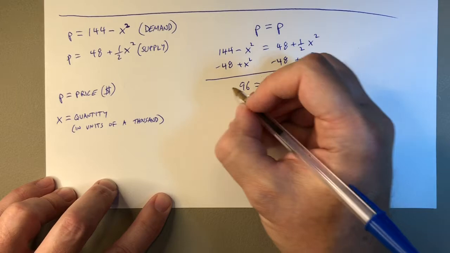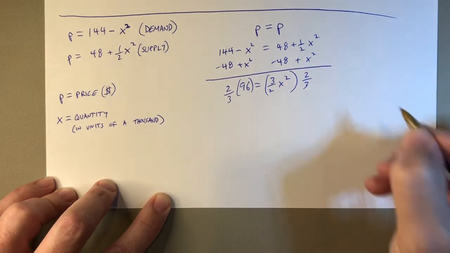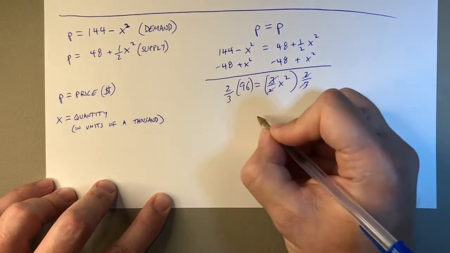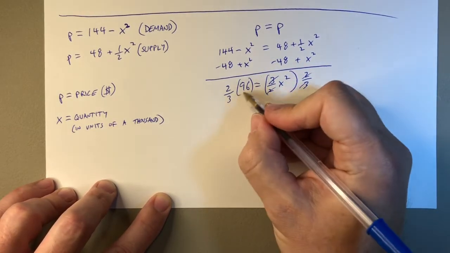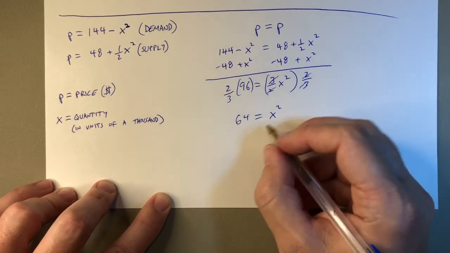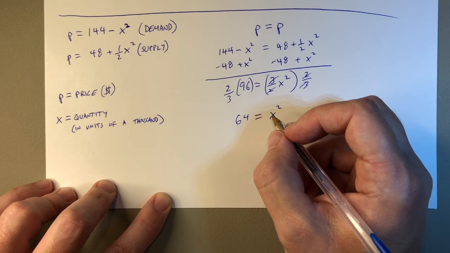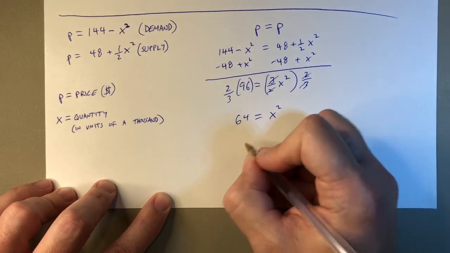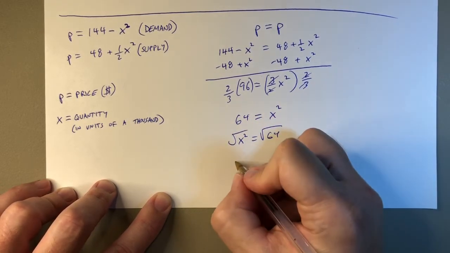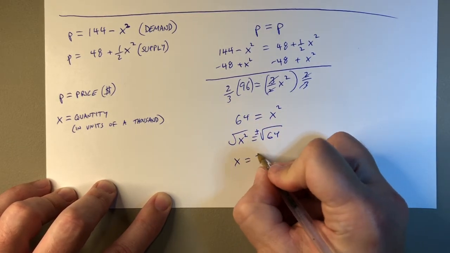Again, I'm trying to isolate X at this point. To get rid of the 3 halves, I'm going to multiply both sides by the reciprocal of 3 halves. On the right, this all cancels and you're left with just X squared. On the left, 2/3 of 96 is 64. So we now have X squared equaling 64. You take the square root of both sides, and remember the plus or minus in front, because it's quadratic. You get X equals plus or minus 8.